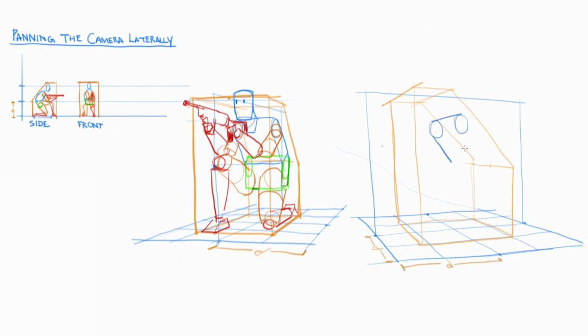And now I'll repeat the same thing, except this time the camera will be moved to the right. Try to imagine what would happen if you were sitting there in front of the character with the camera in hand, and you started panning to the right. The front of the character will become less prominent as we begin to see more and more of the side view.